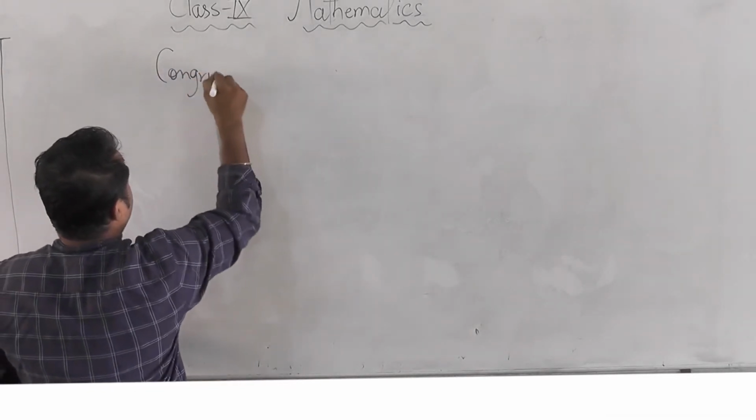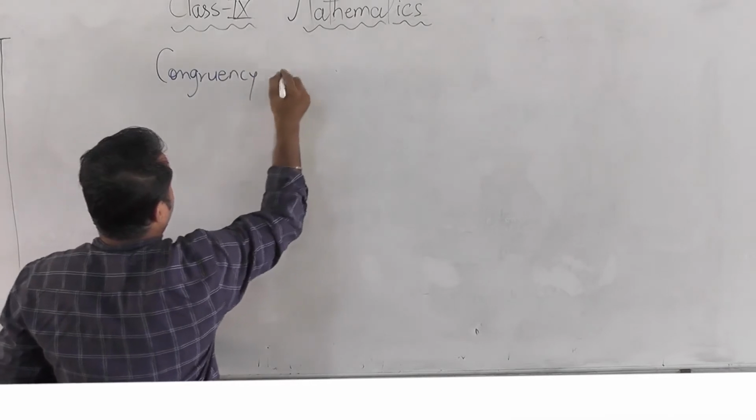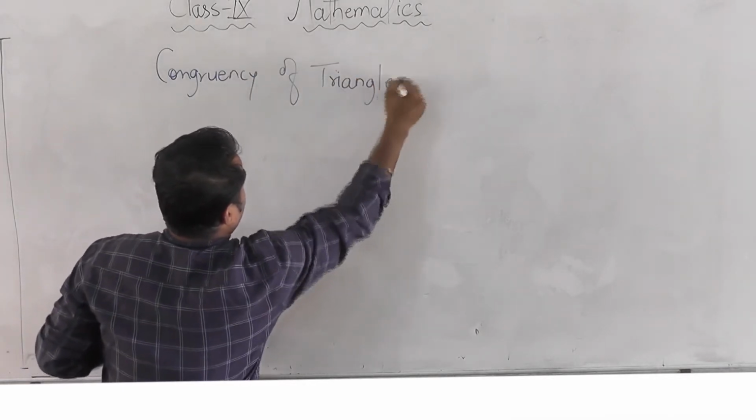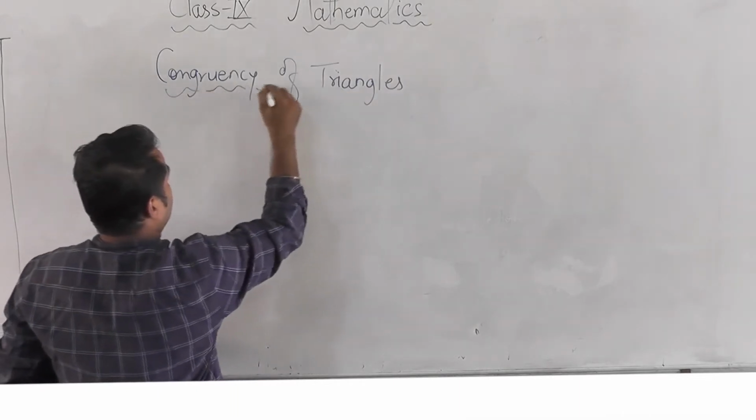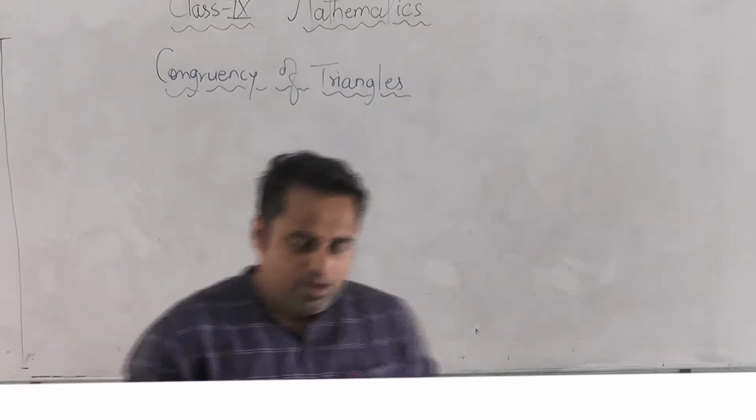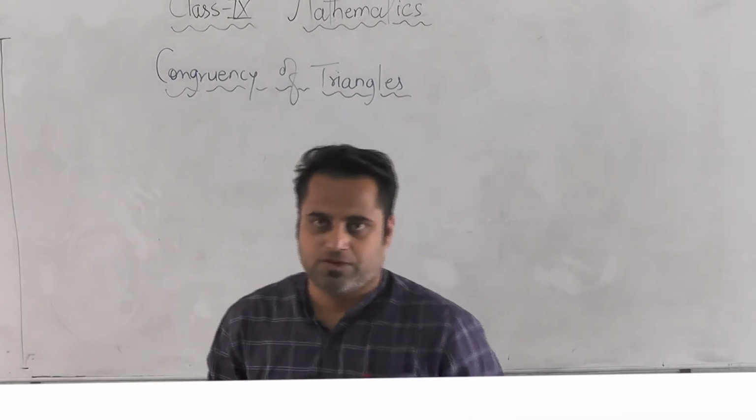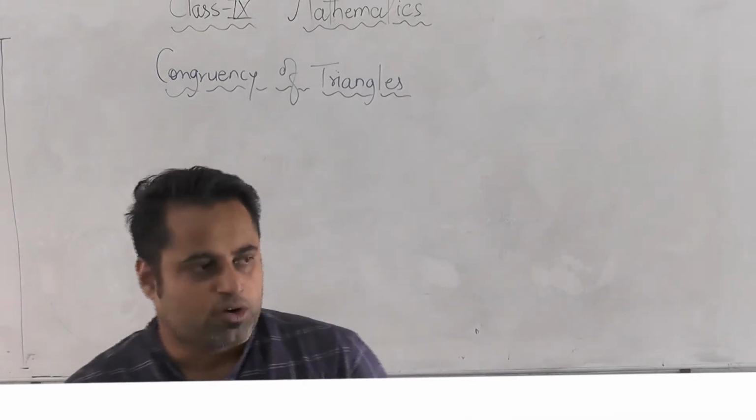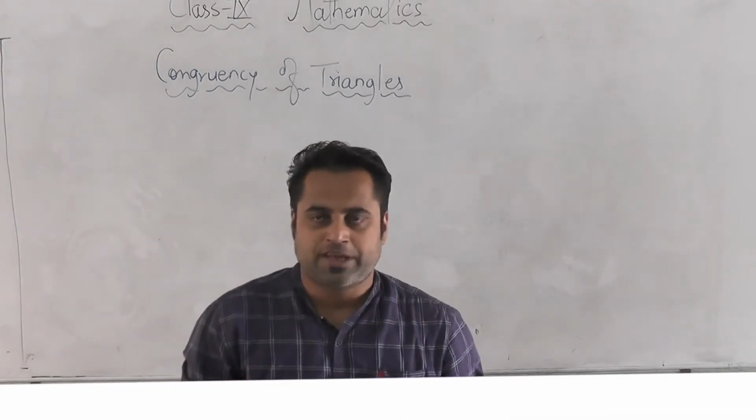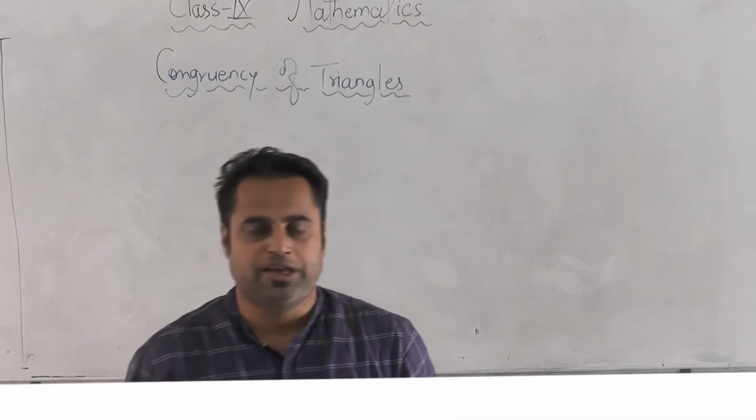Now congruency you have already learned in 7th class. So I will just brief you on a few of the things you have learned already, then we will move further. Now what is congruency? The congruency is when two triangles are of the same shape and have the same area.